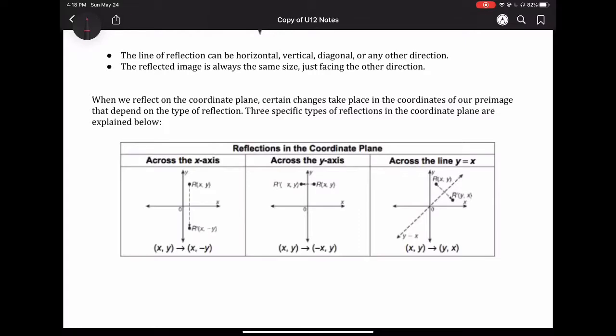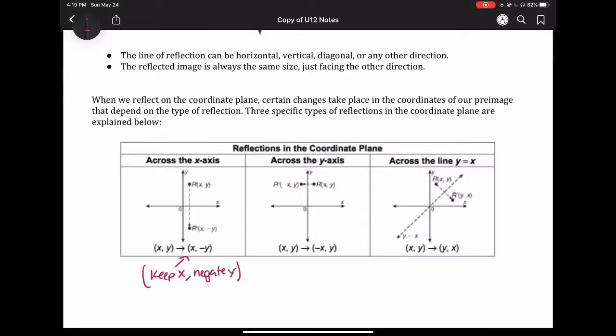If you look at the coordinate points, we have (x, y) turns into (x, negative y). So essentially what you're doing here is you're saying we're going to keep x and then we're going to negate y. So we're going to take the opposite of whatever y is. And that moves our point over the x-axis. It crosses over the x-axis.